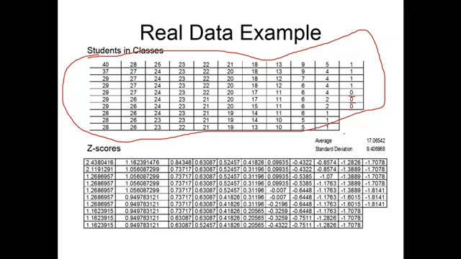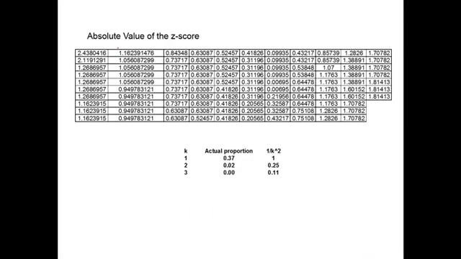And so I took this data and I took the average. There is an average of 17 or so students in a class. I took the standard deviation, and I then took the z-score of this. So the z-score of 40 is 2.43, etc., and then the z-score of 0 is negative 1.8, and so forth. Now I took the absolute value of those, and then I did some counting.